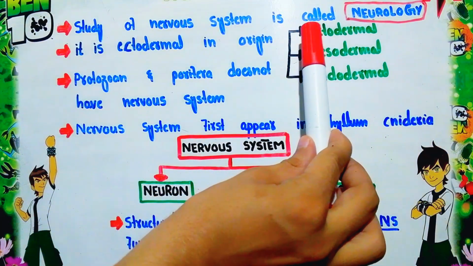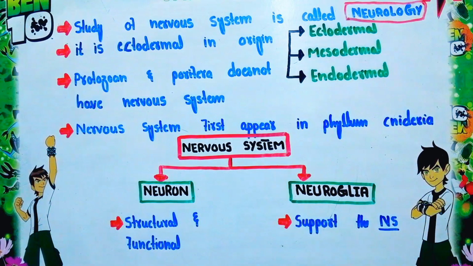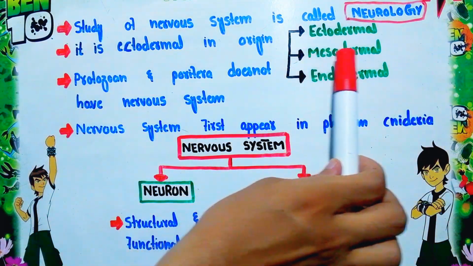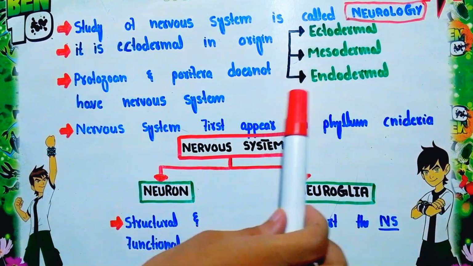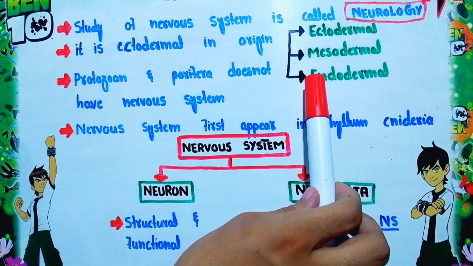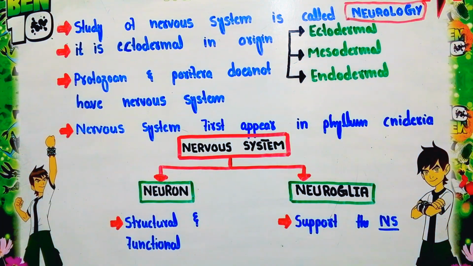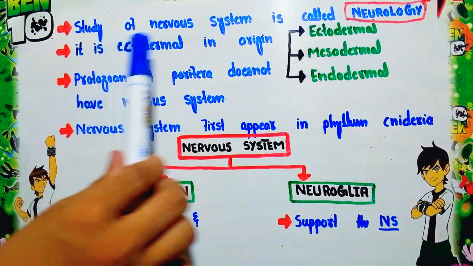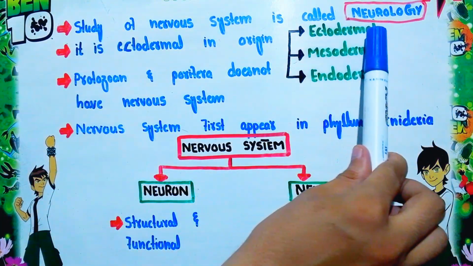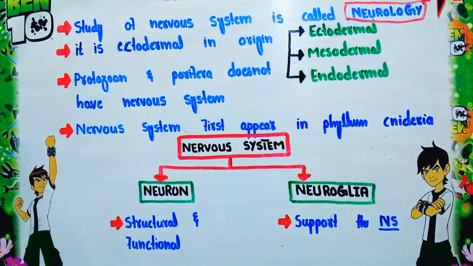The outermost layer of the embryo is called the ectoderm. The middle one is the mesoderm, and the inner layer of the embryo is called the endoderm. Now, if we talk about the nervous system, it originates from the outer layer of the embryo, that is, the ectoderm.